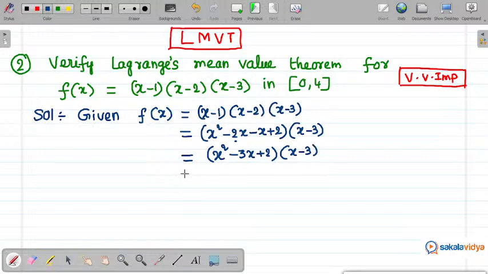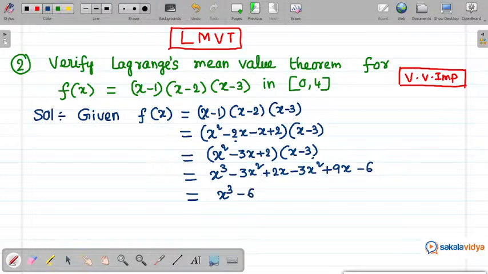again open the brackets, apply the distributive property. x into x square minus 3x plus 2: that is x cube, x into minus 3x square, x into plus 2x. Now minus 3 multiplied with x square minus 3x plus 2: so minus 3x square, minus 3 into minus 3x plus 9x, minus 3 into 2 minus 6. So it can be simplified: x cube minus 3x square minus 6x square plus 2x plus 9x, 11x, and minus 6.